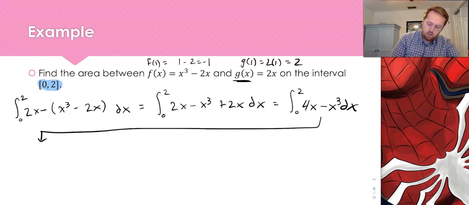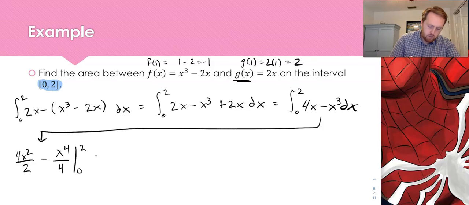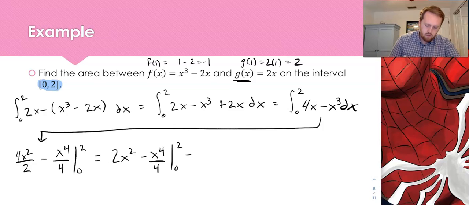Now I need to do the antiderivative. It's 4x squared over 2. Increase the power, divide by the new power. x to the 4th over 4, evaluated from 0 to 2. Which, I think I'm going to simplify that too. That looks easier to look at. Alright, so let's plug in 2.